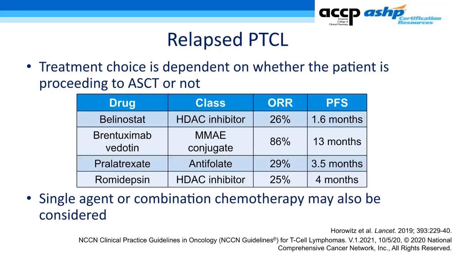The treatment of relapsed peripheral T-cell lymphoma is based on whether the patient is proceeding to a stem cell transplant or not. I have some of the more recently studied agents listed for you here. You can see we have options like HDAC inhibitors and antifolates. You could also consider single agent or combination chemotherapy if the patient is not a candidate for stem cell transplant.